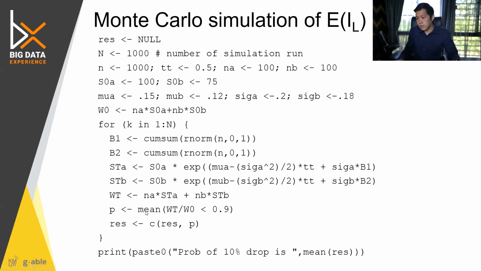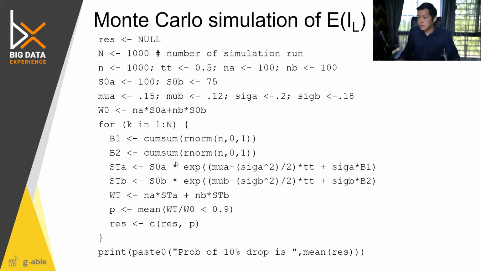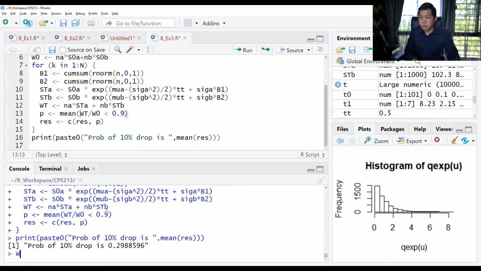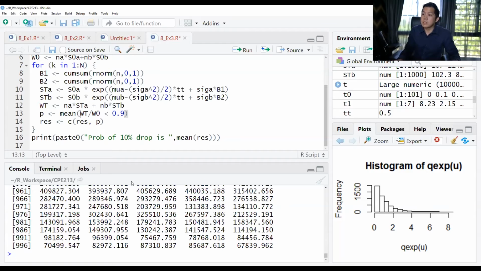Actually, sorry, I think this is not right. Oh, okay. Sorry. Let me share screen again. This is not right because of this. So wait for a moment. The reason I say that this is not right is that this has to be changed, not to mean, because WT is just one value.